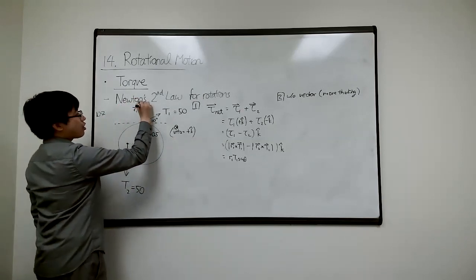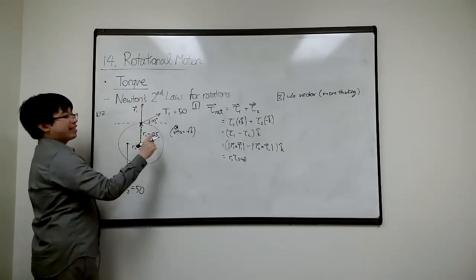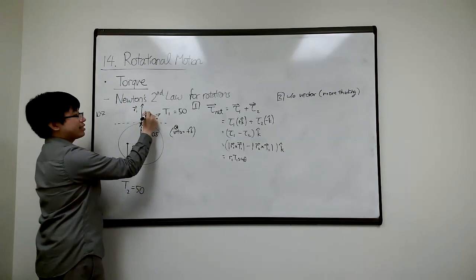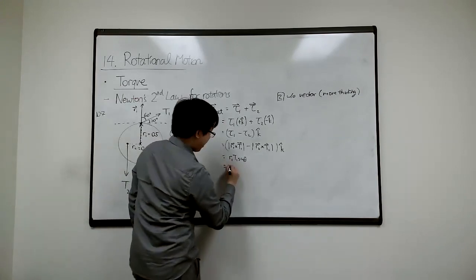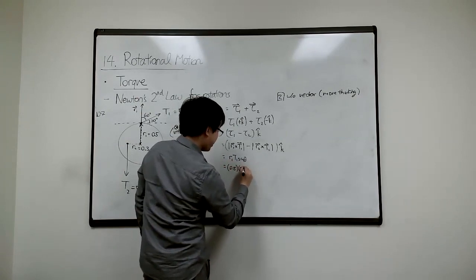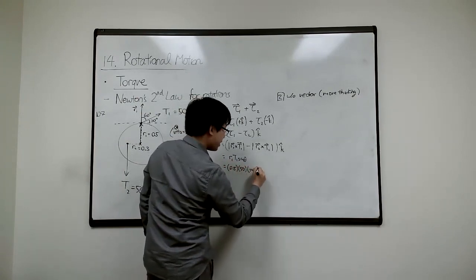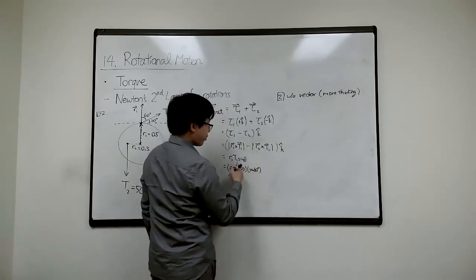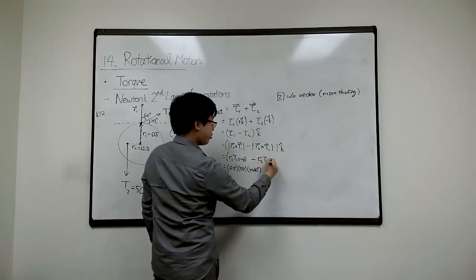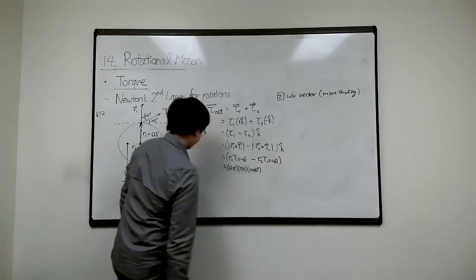You can now talk about the included angle, right? The included angle is 30 degrees. No, the included angle is 60 degrees, right? So here you're gonna plug in R1 being 0.5, T1 being 50, and here you're gonna put sine 60 degrees for this guy. And subtract R2 T2 sine theta.